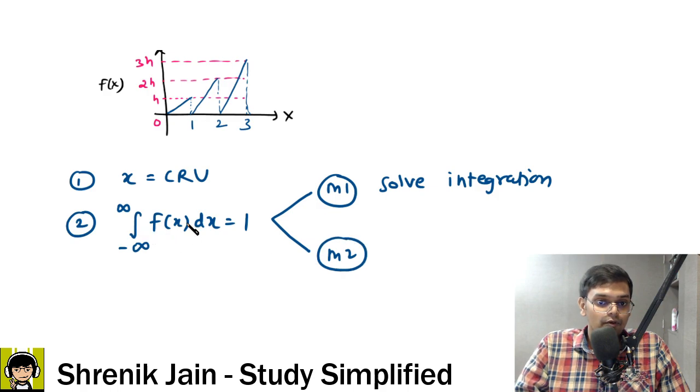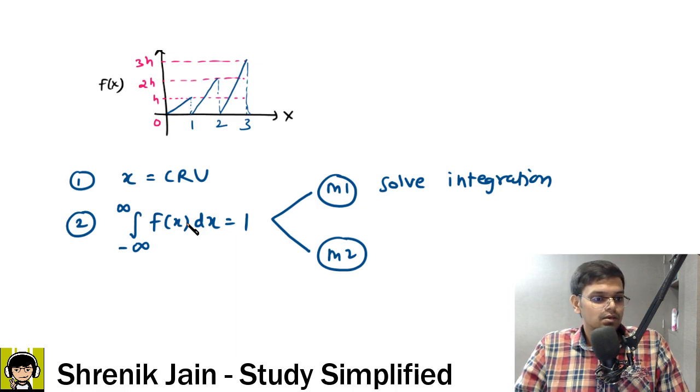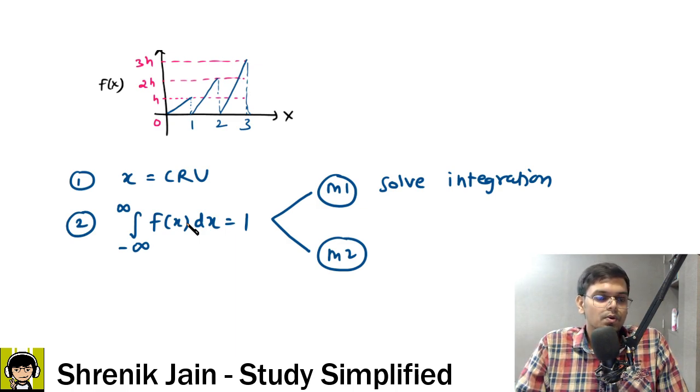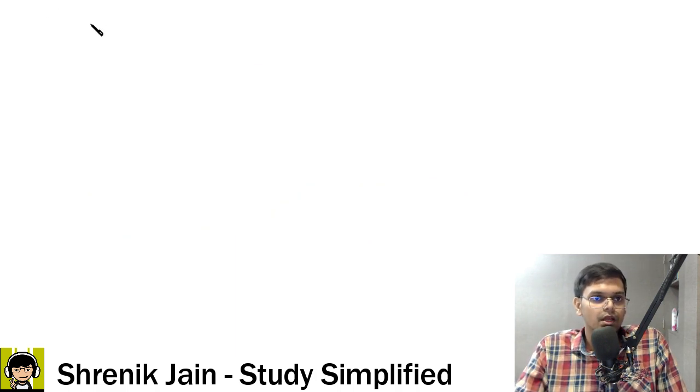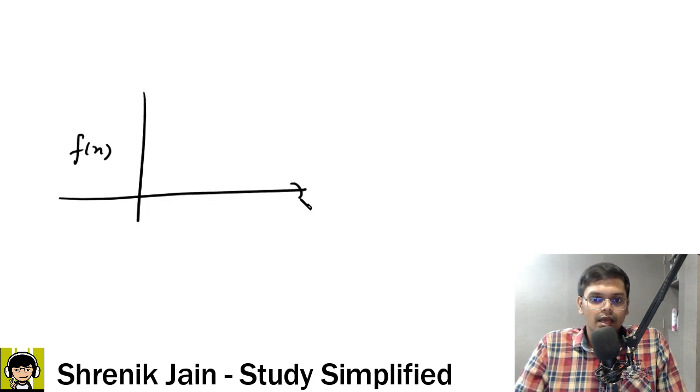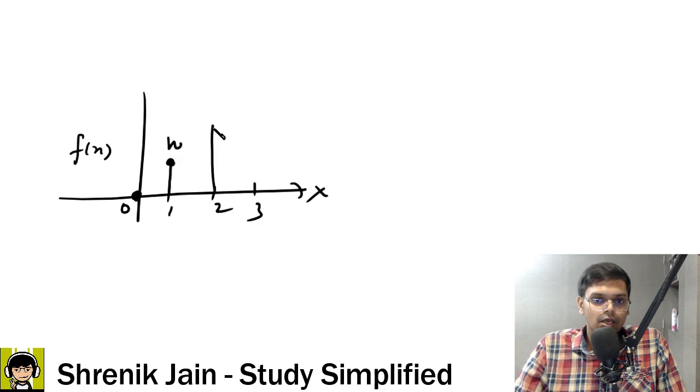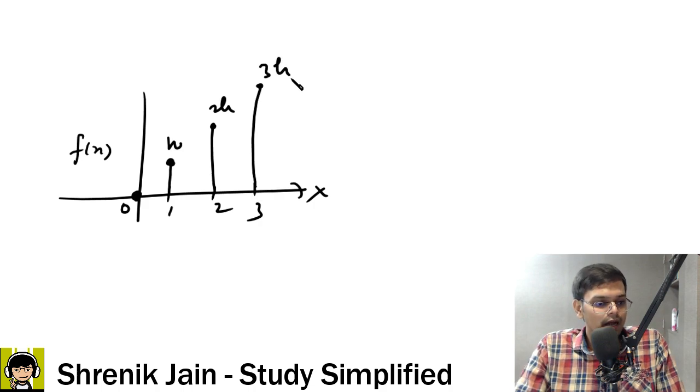Sir, integral f of x dx is nothing but the area. गोस्वामी जी कह रहे बट दिस इज डिस्क्रीट रैंडम वेरिएबल. बताओ गोस्वामी जी कैसे डिस्क्रीट रैंडम वेरिएबल है? How discrete random variable? If it was a discrete random variable, then our f of x, when x is 0, 1, 2, 3, at x is equal to 0, the function is 0. At x is equal to 1, the function is h. At x is equal to 2, the function is 2h. At x is equal to 3, the function is 3h. This is the graph of the discrete random variable.